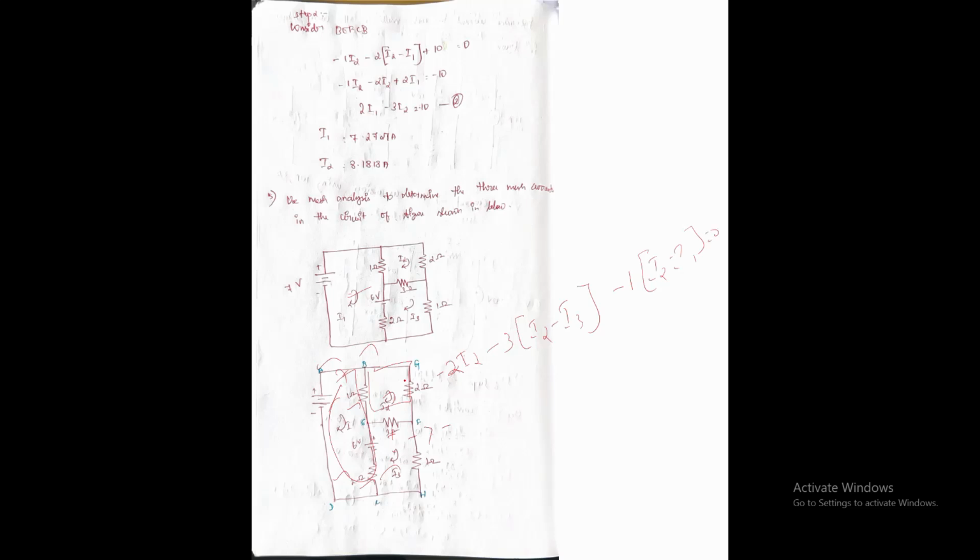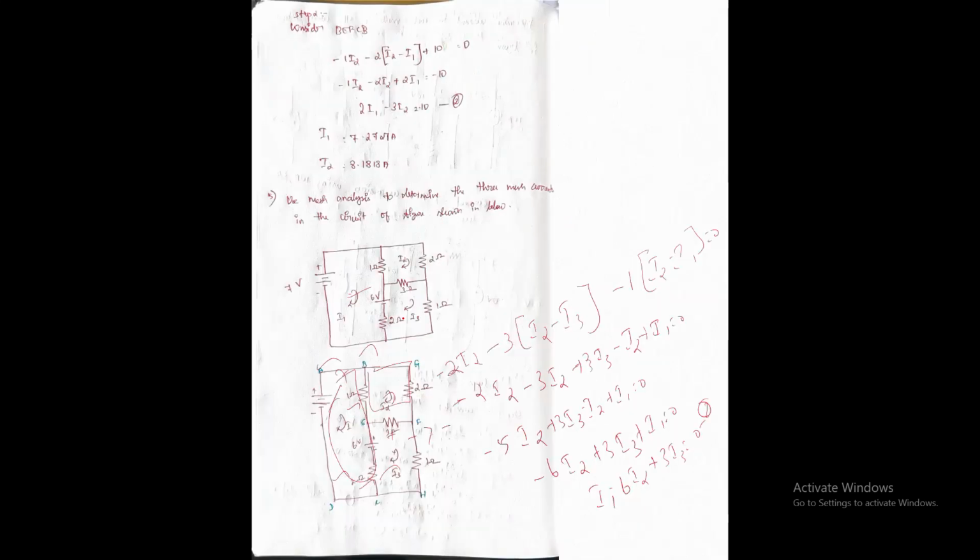So the equation will change as minus 2 I2 minus 3 I2 plus 3 I3 minus I2 plus I1, which gives minus 5 I2 plus 3 I3 minus I2 plus I1 equal to 0. So minus 6 I2 plus 3 I3 plus I1 equal to 0, that is I1 minus 6 I2 plus 3 I3 equal to 0. This is equation number 2, and the same equation is mentioned here.